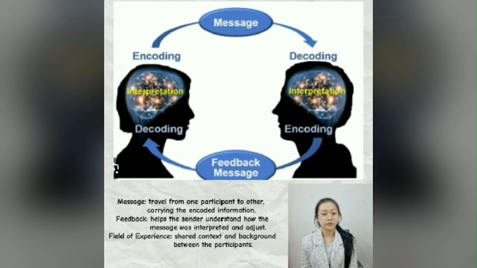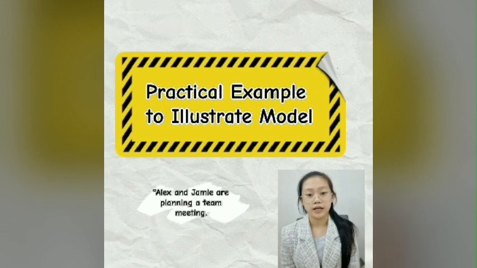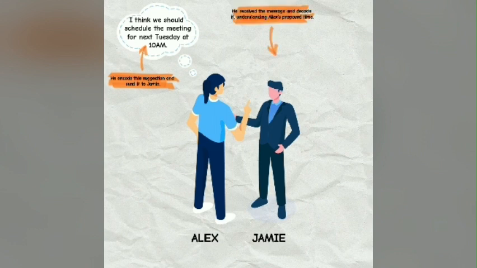The field of experience represents the shared context and backgrounds between the participants, which influences how messages are encoded and decoded. Let's use a practical example to illustrate these models. Imagine Alex and Jamie are planning a team meeting. Alex says, "I think we should schedule the meeting for next Tuesday at 10 a.m." Alex encodes this suggestion and sends it to Jamie. Jamie receives the message and decodes it, understanding Alex's proposed time for the meeting.